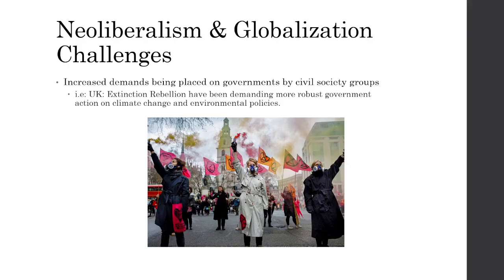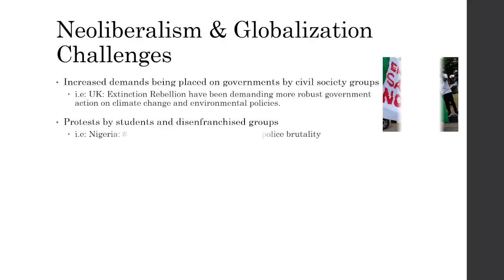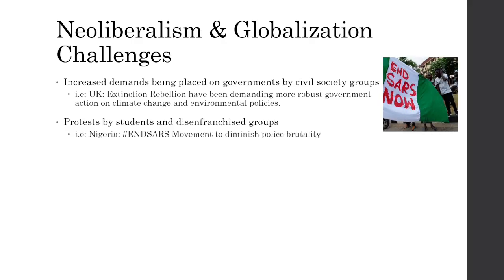So this is particularly due to globalization, less so of neoliberalism, because globalization has caused environmental change and a lot of environmental consequences. So in the UK, where globalization is very prominent because it's very developed, this Extinction Rebellion occurred to call for action on climate change. There's been protests by students and disenfranchised groups. So, for example, in Nigeria, the End SARS movement was promoted globally to diminish police brutality.